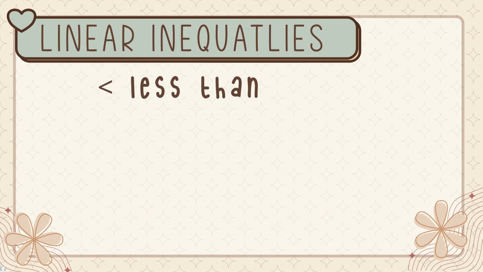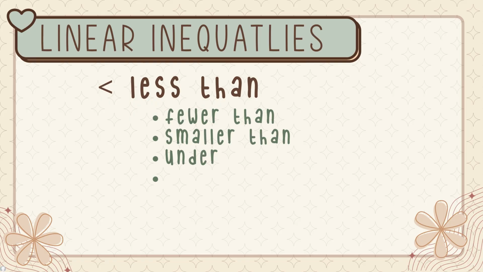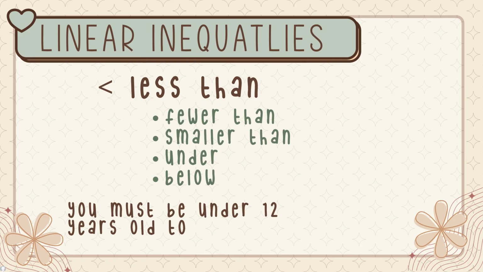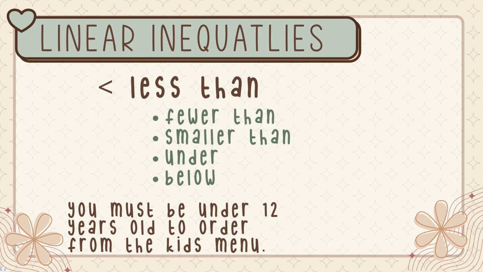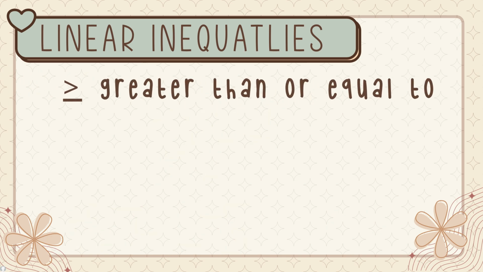Now let's look at less than. These keywords might include fewer than, smaller than, under, or below. So if we have a situation where you must be under 12 years old to order from the kids menu, we can write this as x is less than 12, since any values less than 12 can order from the kids menu. Now let's look at greater than or equal to.